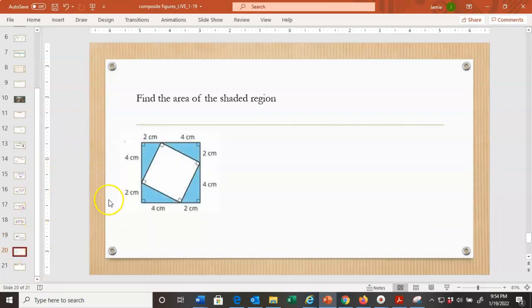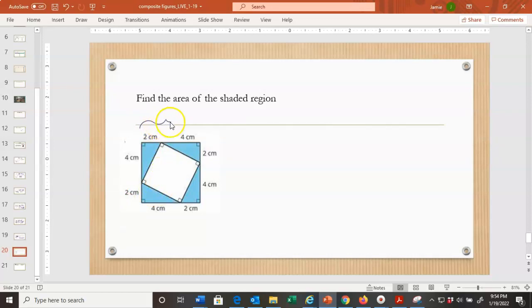All right, last but not least, find the area of the shaded region. I'm seeing lots of right angles, so that should tip us off, right? We definitely have squares and we have right triangles. So we might be using the Pythagorean theorem when you have a right triangle. So let's see what we can do.